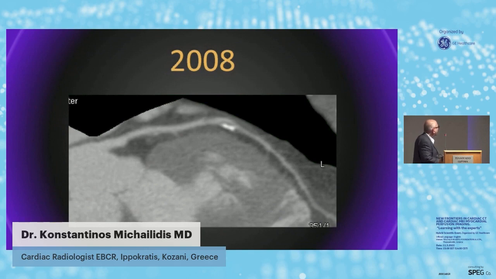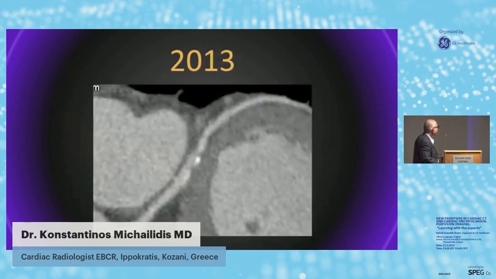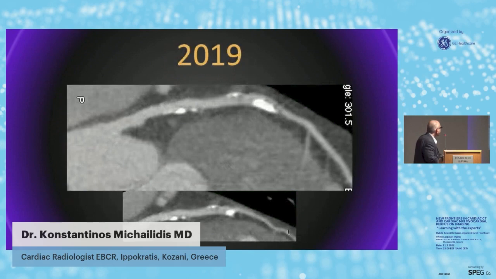In 2008, you could see this very nice LAD, good quality images, and you can see that there is a plaque in the mid LAD that is not important. In 2013, you can see that there was a decrease in radiation, but there is a lot of noise in the background. I performed this study with a 64-slice scanner, these 32-slice scanners. And then this is the last study from 2019. You could see how this plaque evolved. It is very calcified at this point, but again, the lumen remains mildly affected. The calcium has increased a lot, and you can see calcium also in the origin of the first diagonal.